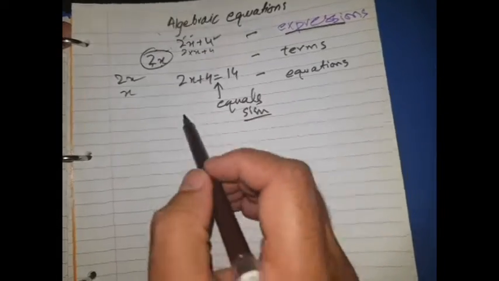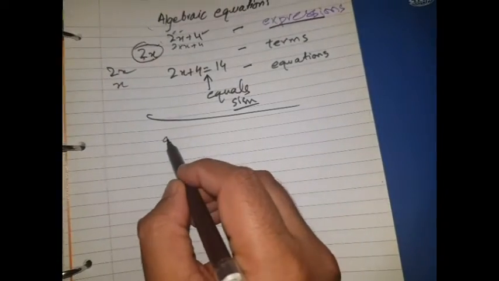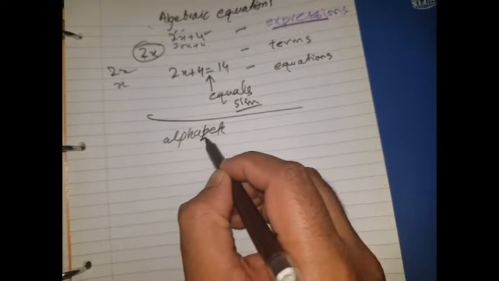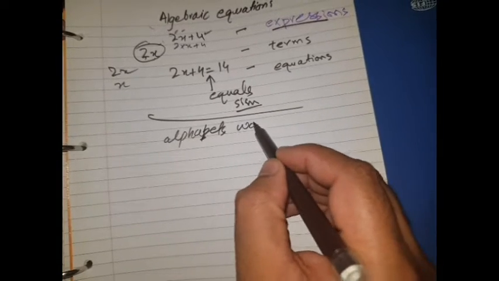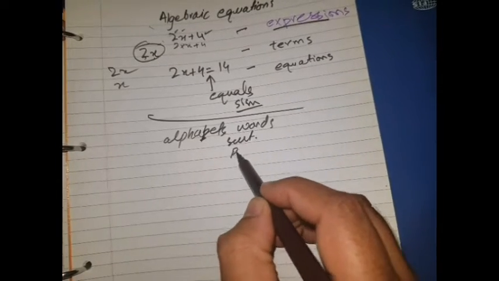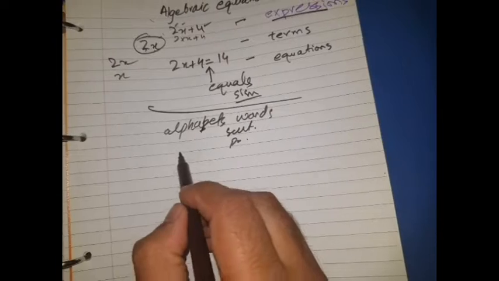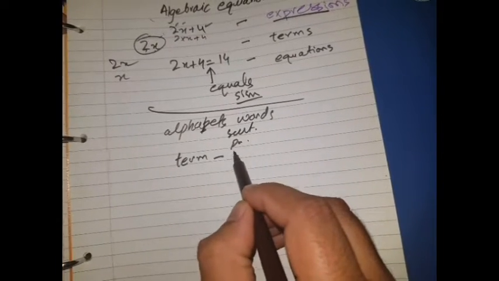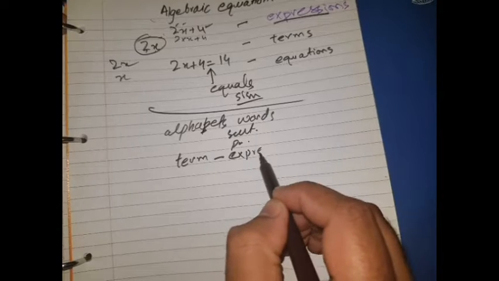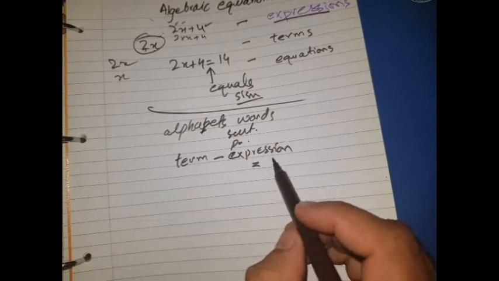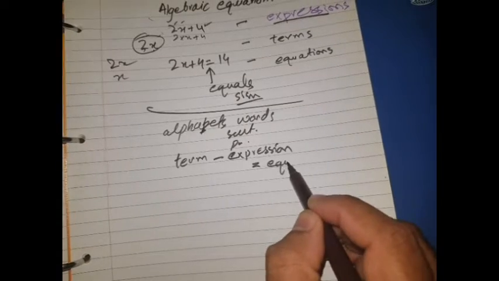It's the same as in English, when you use alphabets to make words, and then words are used to make sentences, and sentences make paragraphs. Same thing here. Terms are combined to make expressions. And then expressions are equated. If you put the equals sign, then this means that we are making an equation.